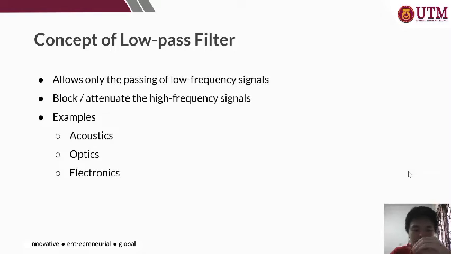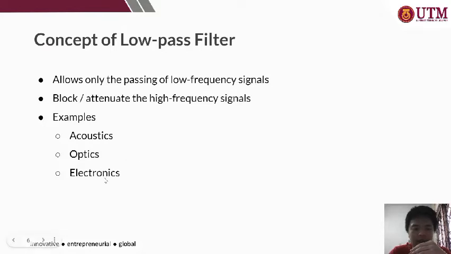Okay, so I'm going to start my presentation with the concept of the low-pass filter. First, I want to tell you about the function. The low-pass filter allows only the passing of low-frequency signals by blocking or attenuating the high-frequency signals. Low-pass filters are usually used in these three fields: acoustics, optics, and electronics. For instance, in acoustics, we have the audio amplifier and also the equalizer. Next up, optics. We have the low pass frequency filter and also the low pass wavelength filter for light.